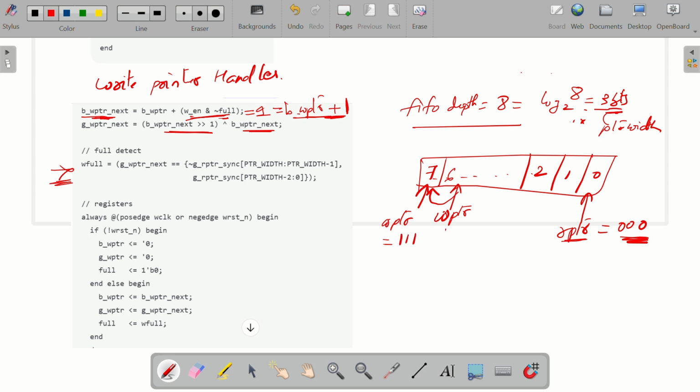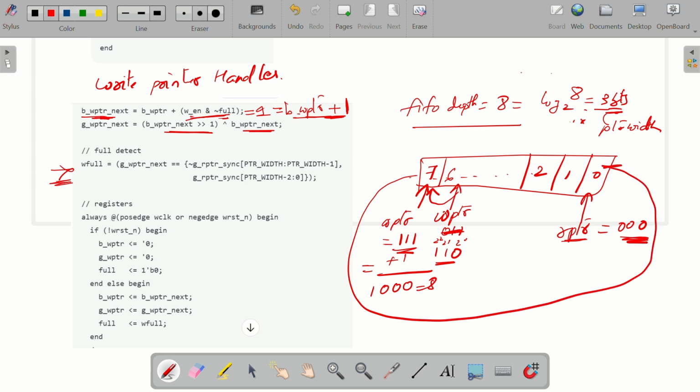So my right pointer was initially 6, it was 110. Now there is a new write request. It has incremented to 7. It is now 111. Now there is another new write request. So my right pointer will increment by 1, which is nothing but 111 plus 1, which gives me value 8. Okay, so this basically wraps around to your first location.